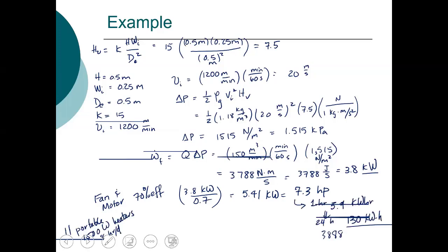But what we were able to calculate here was the pressure drop. We're able to calculate the fluid power requirement, and then we're able to calculate the power requirement that we need to supply to the fan and motor to operate this system.